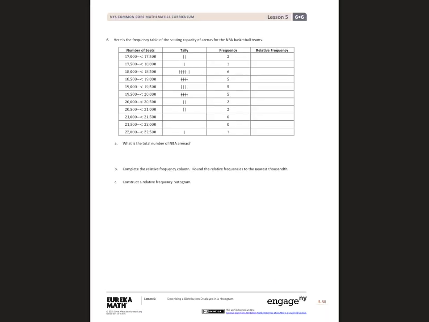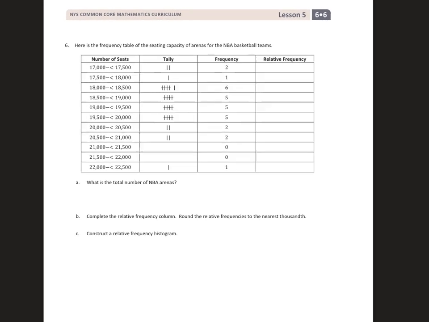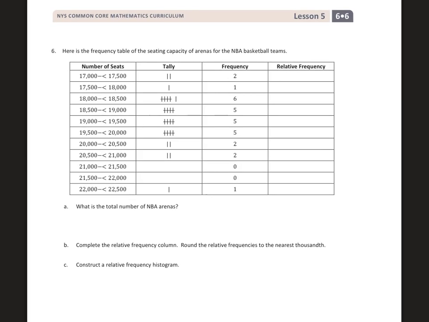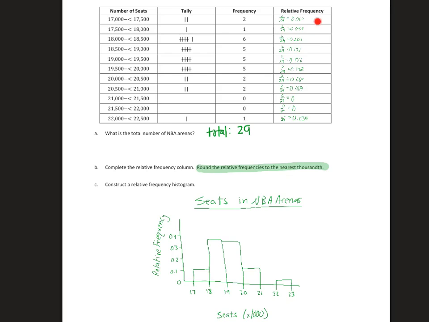Okay, so last one I want you to try. You don't have to try to do the histogram unless you feel like it. I will throw that on here for you to see, but at least try and fill out the relative frequency of the NBA basketball arenas that we did in lesson 4. Pause the video and go for it. All right, I'm going to go ahead and throw the answers down here. All right, so here are my relative frequencies. Feel free to pause and check all that.